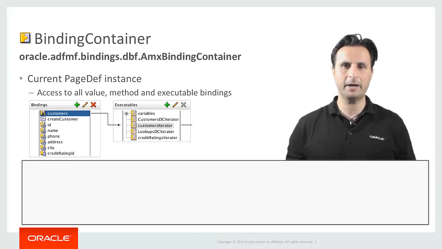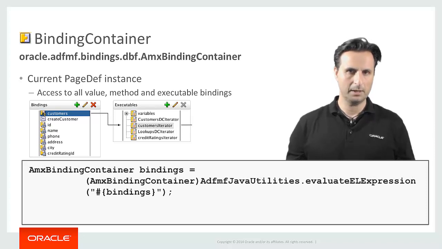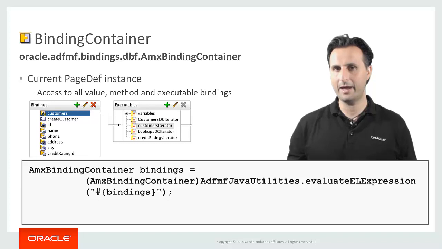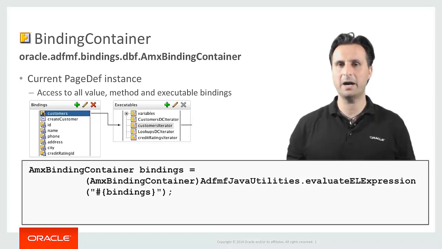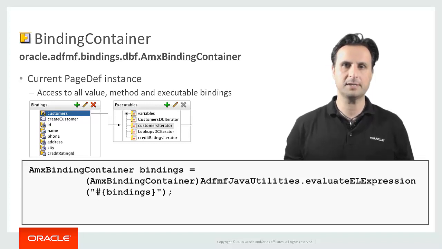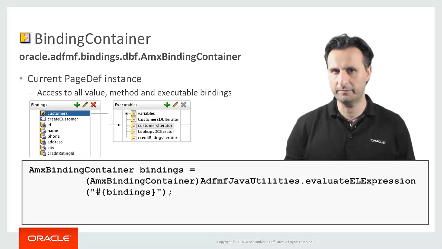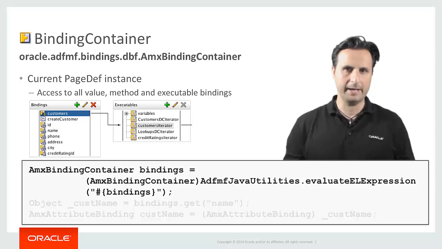So to access the binding container, what you do is you can use expression language, so use the hash and then in curly braces bindings. It always references the current binding container that you're looking at. Once I have access to the bindings, I can go further now and can say, okay, I'm interested in an attribute value like department name.